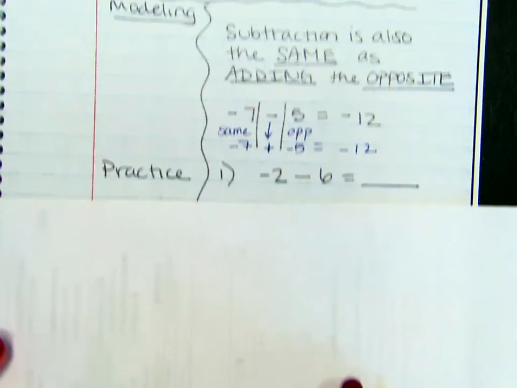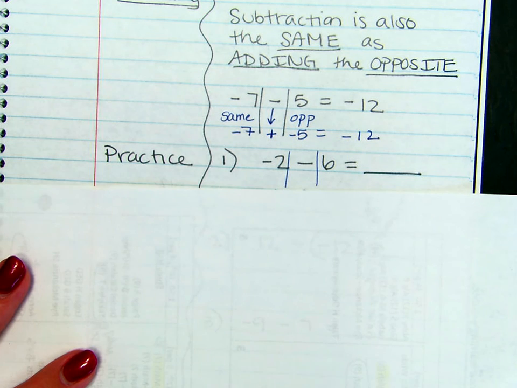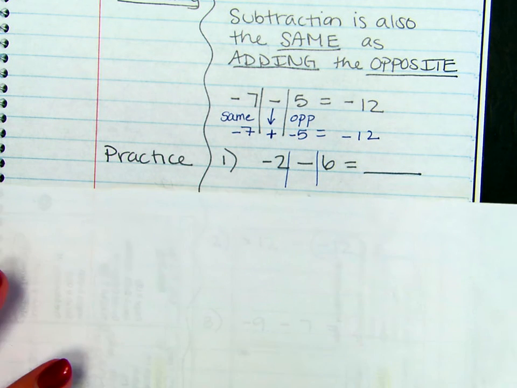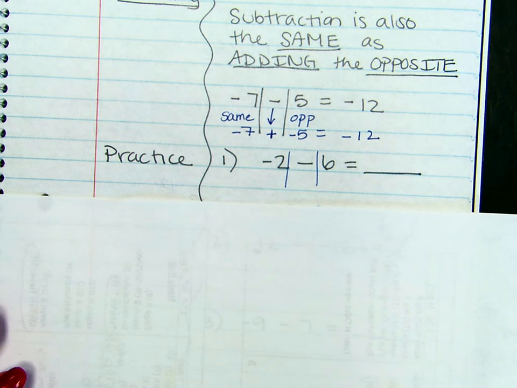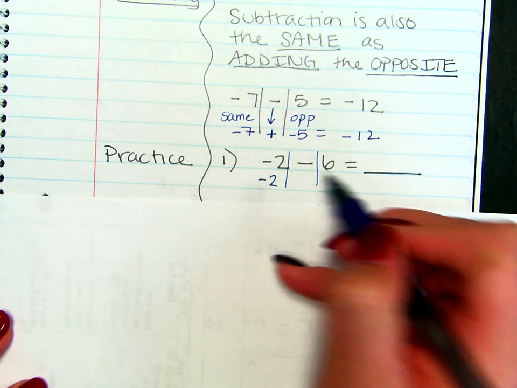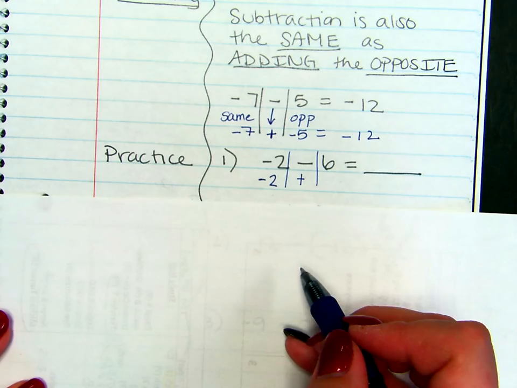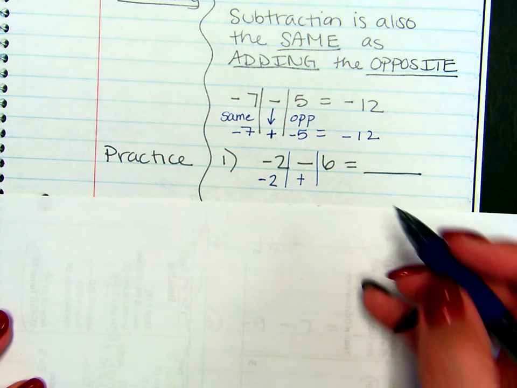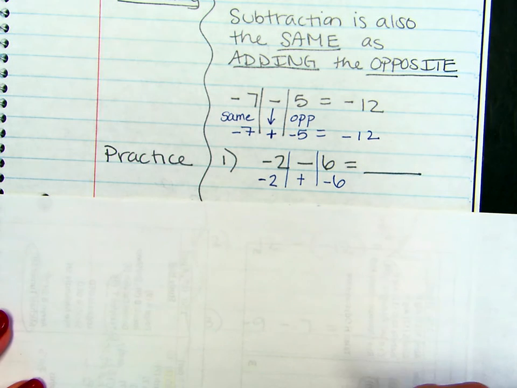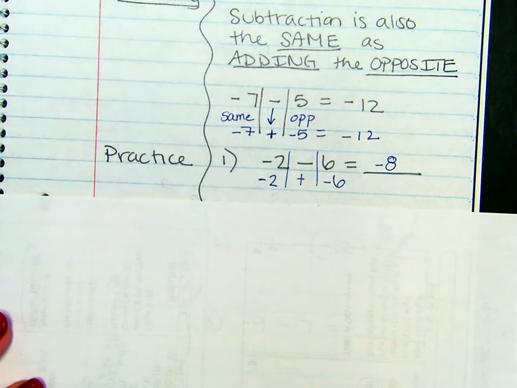So let's go ahead and practice. We're going to draw some lines separating these items out. And for this particular practice problem, we have negative 2 minus 6. I'm going to keep my negative 2 the same. I'm going to change this to addition. And then I'm going to look at the opposite of 6. That's negative 6. So what would be negative 2 plus negative 6? You got it. We'd get negative 8. So negative 8 would be our final answer.